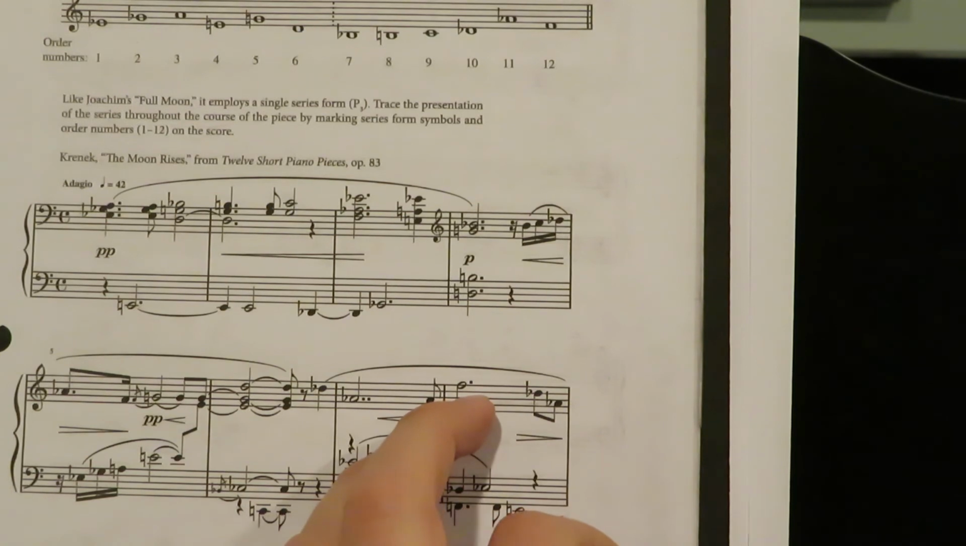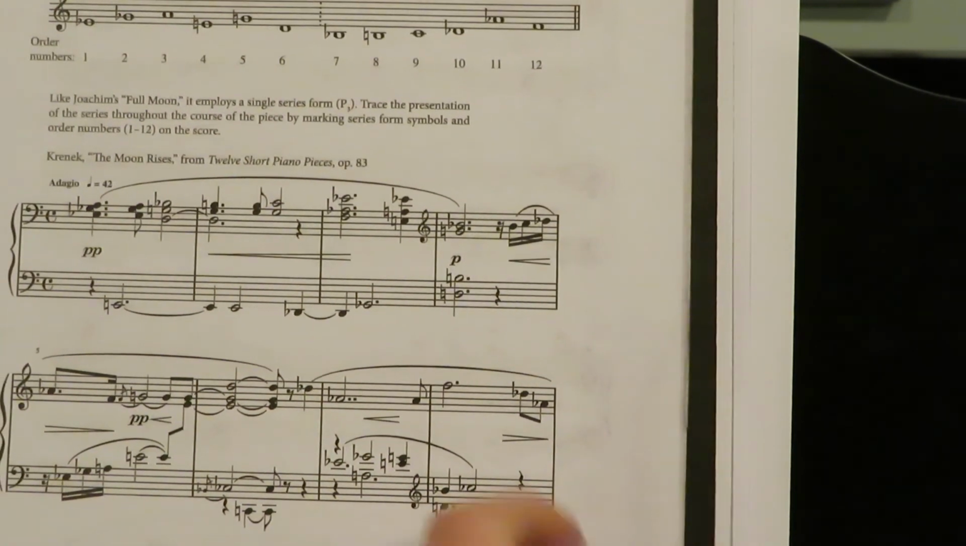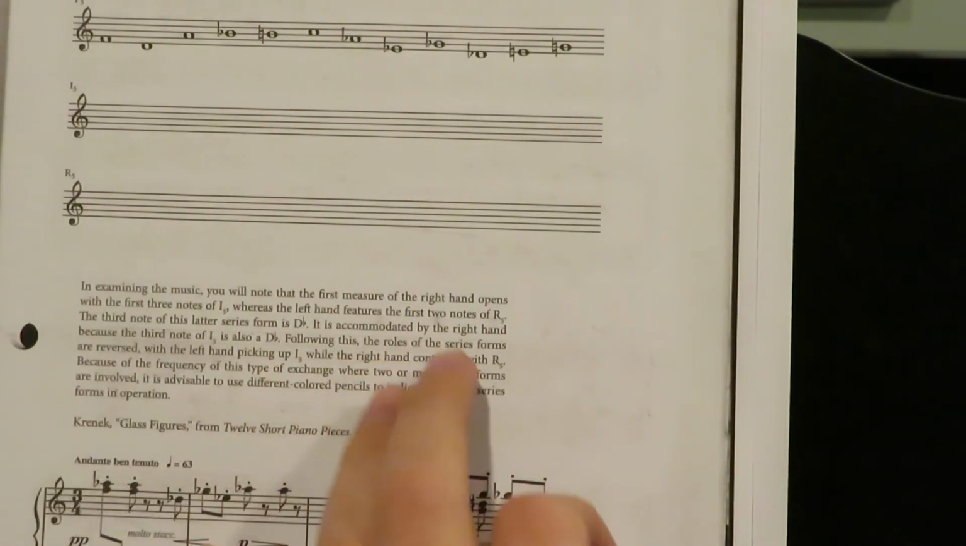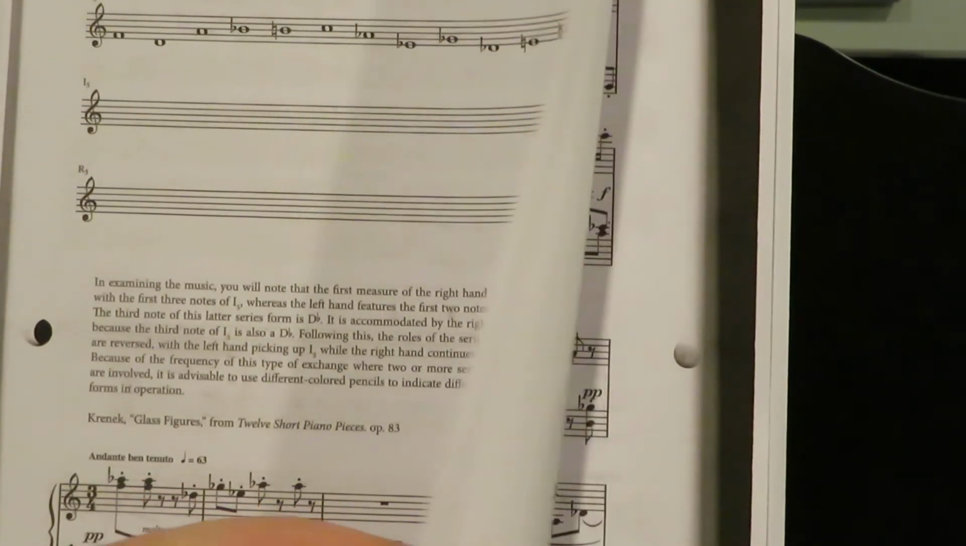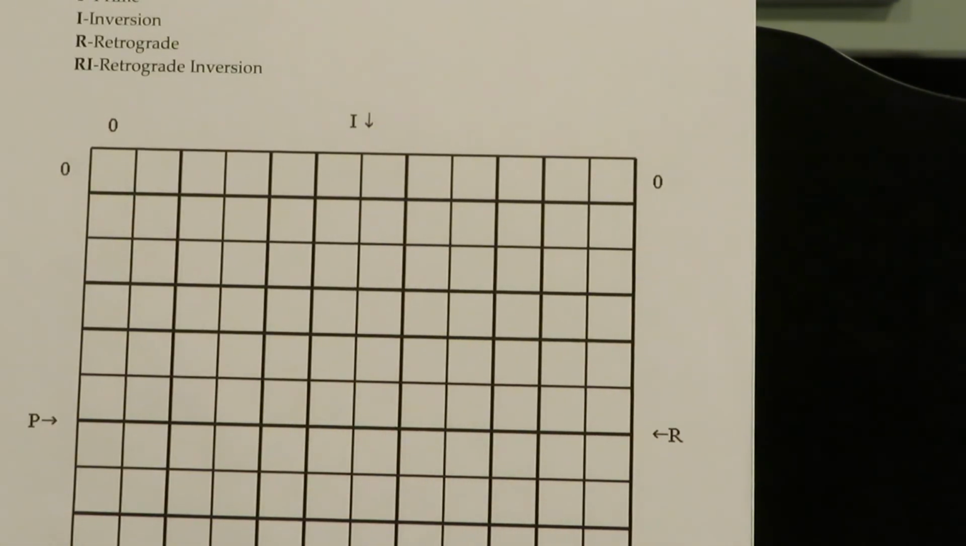Moon Rises, Ernest Krenek. Full Moon gives you the tone row right up here. You've got to find them. This is one of those homework assignments, guys, that I'm going to require you to drop off at my door. Okay? And here's some more tone row stuff. Yay. Lot of work. And there's a blank tone row matrix.